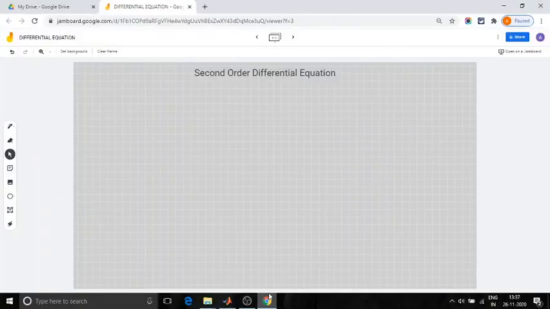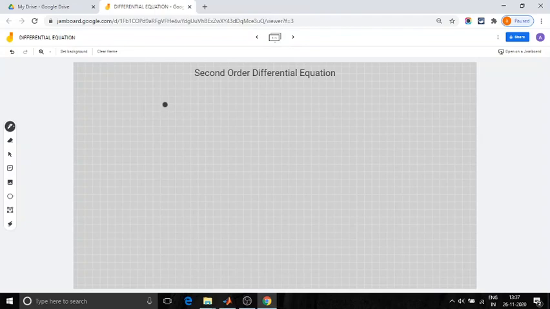Good afternoon everyone. In this video we are going to discuss how we can solve the second order differential equation by using MATLAB. The process of solving the second order differential equation is first to convert the second order differential equation into two simultaneous differential equations, and then after that you know how to solve it. So the only thing is you need to know how to convert a second order differential equation into a first order differential equation. That's it.